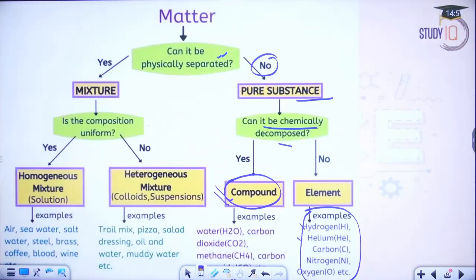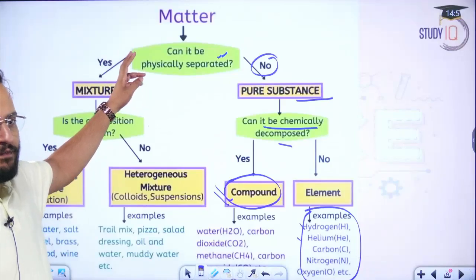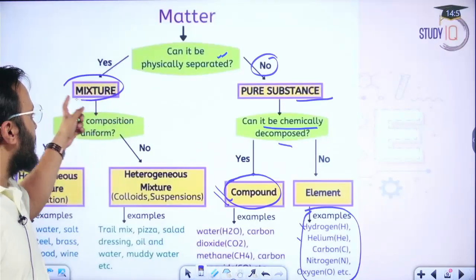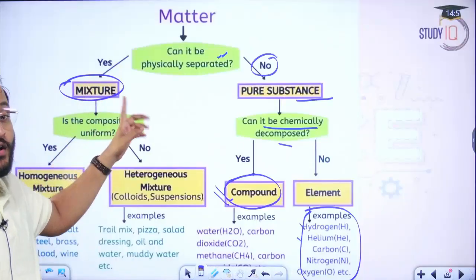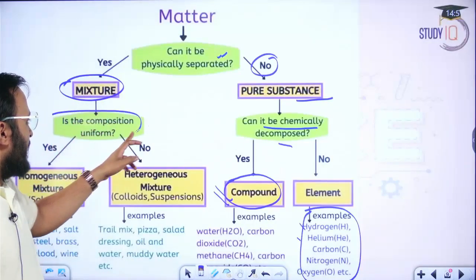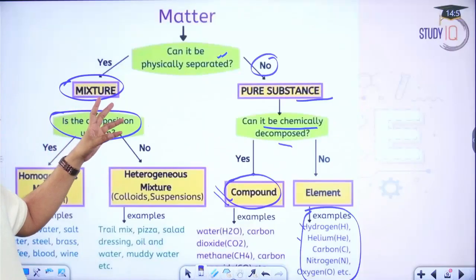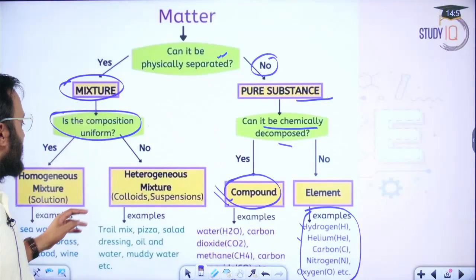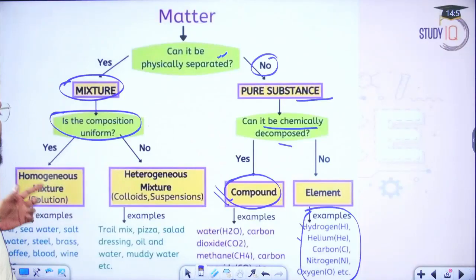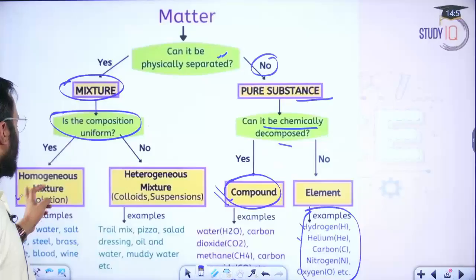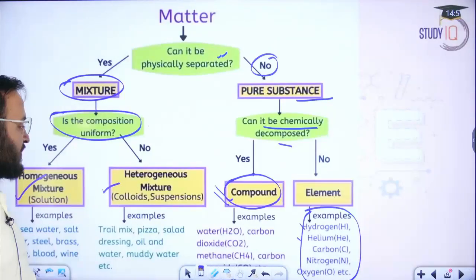So these are the pure substances. Now talking about the impure substances. If the matter is physically separable, then that is a mixture. That is not a compound. However, in a mixture, if the composition of the mixture is uniform, that means completely similar, the same, then we have the homogeneous mixture and the heterogeneous mixture.